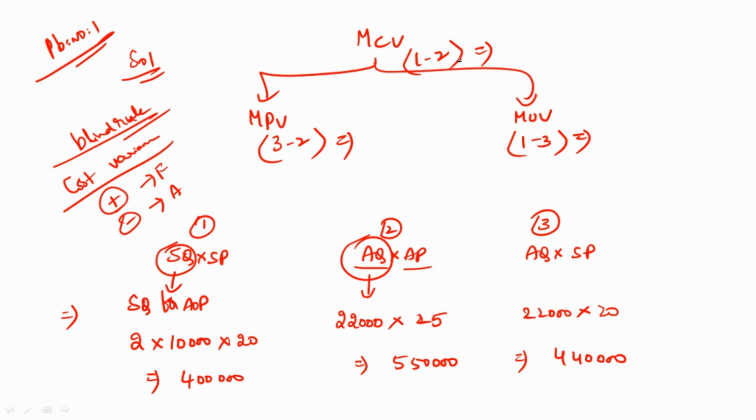Now applying that over here, 1 minus 2: what is 1? 4 lakhs minus 2, which is 5 lakh 50,000, so there is 1 lakh 50,000 negative. Negative means adverse. Coming on to 3 minus 2, 3 is 4 lakh 40,000 minus 2 is 5 lakh 50,000, so it's going to be 1 lakh 10,000 adverse. Coming on to material usage variance, 1 minus 3, 1 is 4 lakhs, 3 is 4 lakh 40,000, so 40,000 negative again, so it is adverse. You got the point? I hope this is clear.